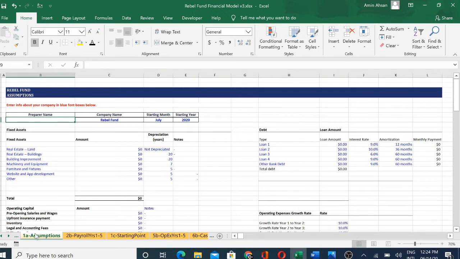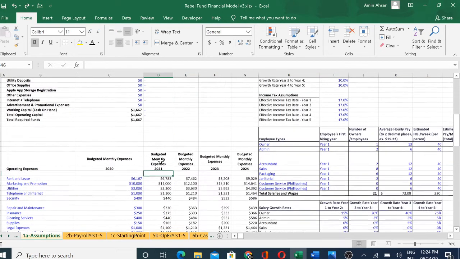This is the area where you enter the name of your company. I have entered the name as Rebel Fund, so I think this is the name of your fund. This is the starting month of your financial projections, and this is the starting year. If you want to leave these blank, you can, but it is recommended that you put some value here. I have put the month July and the year 2020, and this will appear on every sheet as you move forward.